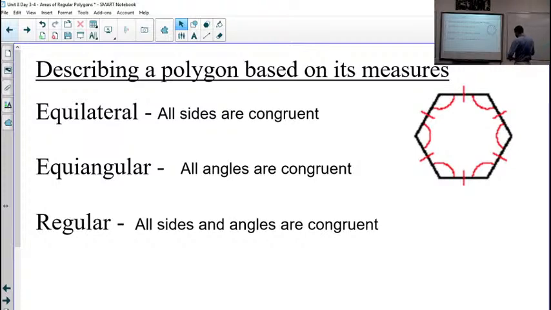And then see if you can classify the other ones with these terms of equilateral and equiangular. If it's not a regular polygon, then are any of them equilateral? Are any of them equiangular?